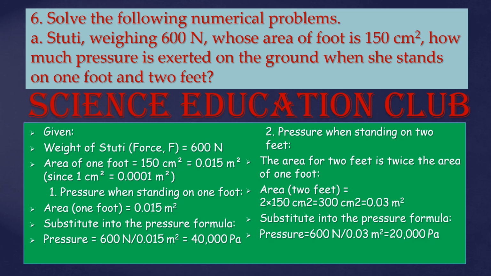Solve the following numericals. So in this case we have to find out the pressure. Pressure with one leg is 40,000 Pascal and pressure with two legs is 20,000 Pascal. The formula is pressure equals force divided by area.